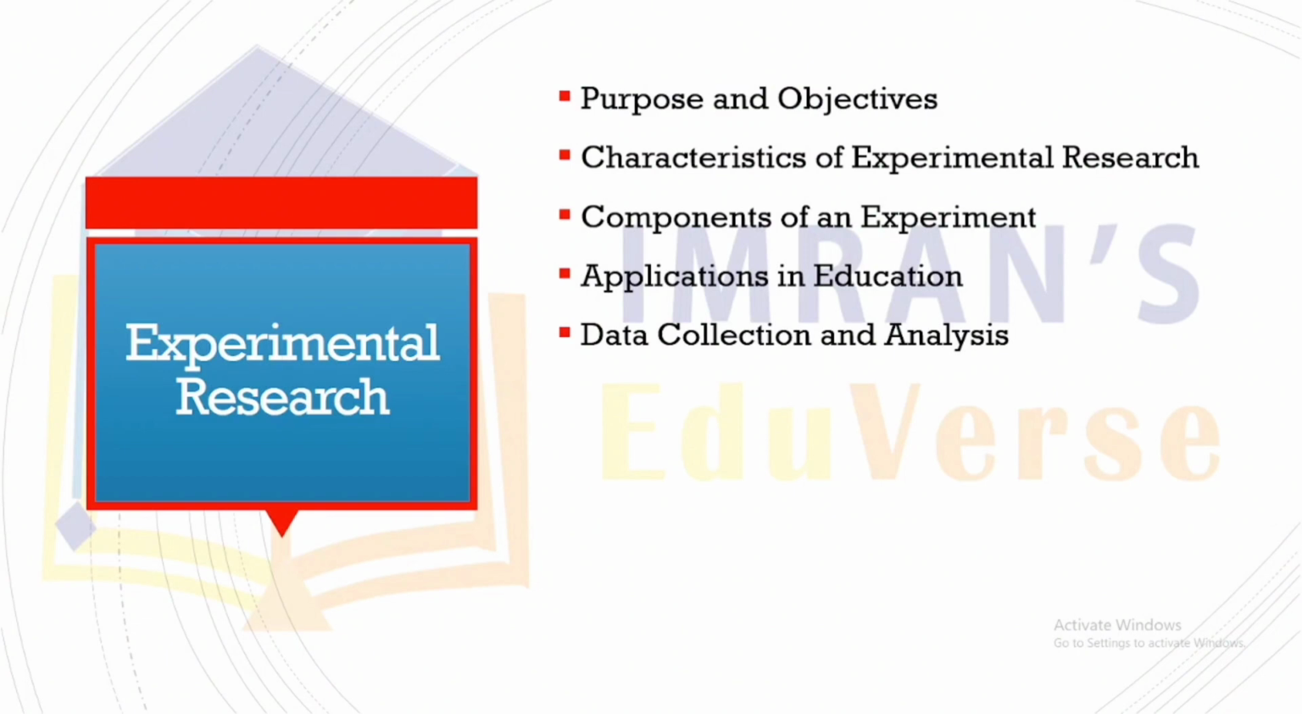Some of the strengths of experimental research. Number 1. Causation. Experimental designs allow researchers to establish causal relationship between variables, providing strong evidence of cause and effect. Number 2. Control over variables. The controlled environment and random assignment enhance the researcher's ability to control extraneous variables and isolate the impact of independent variables.